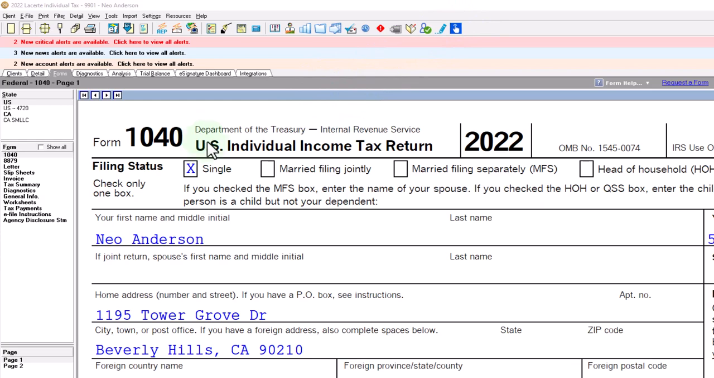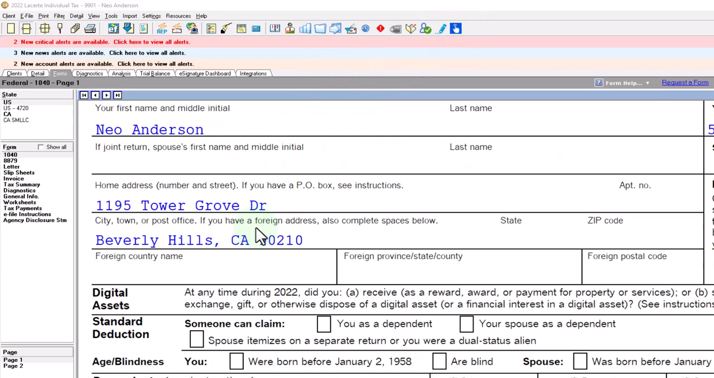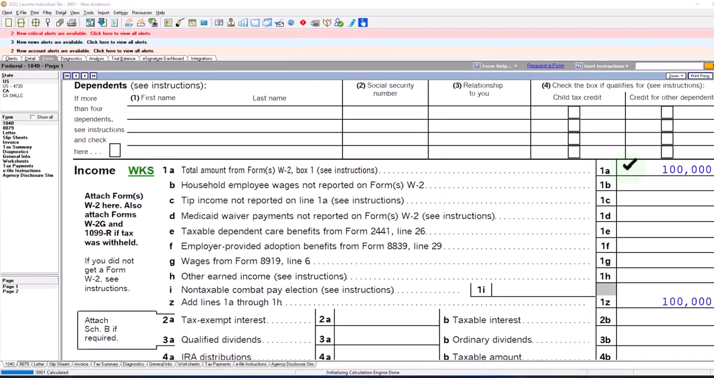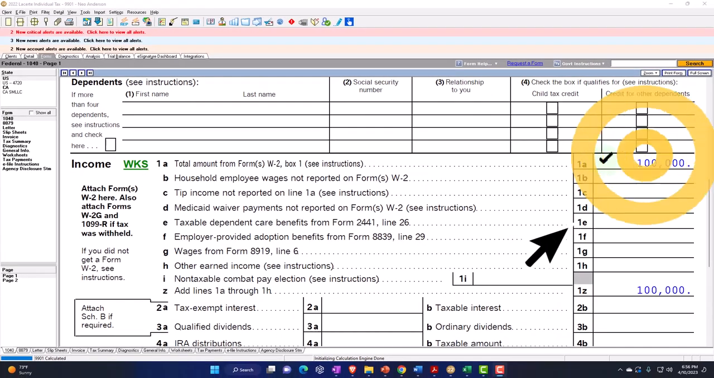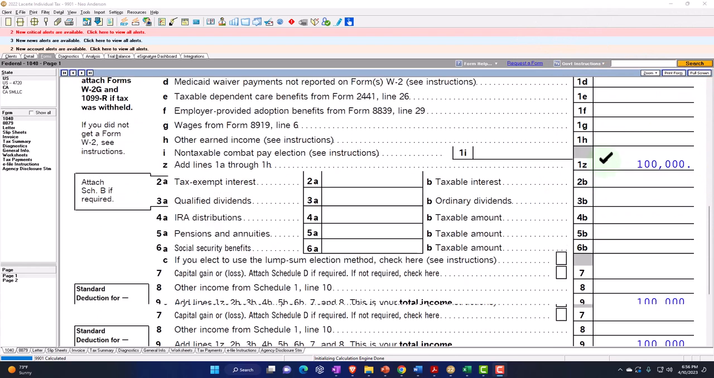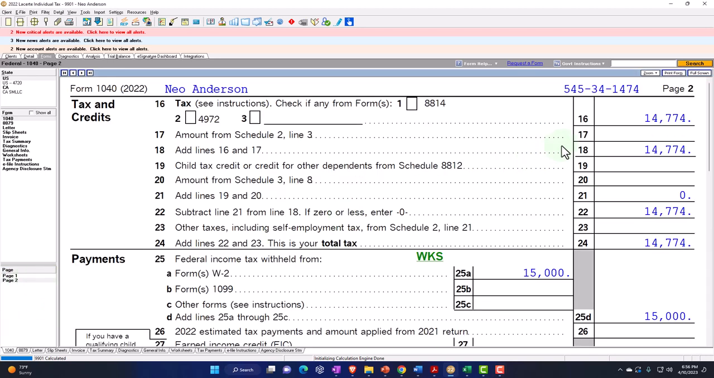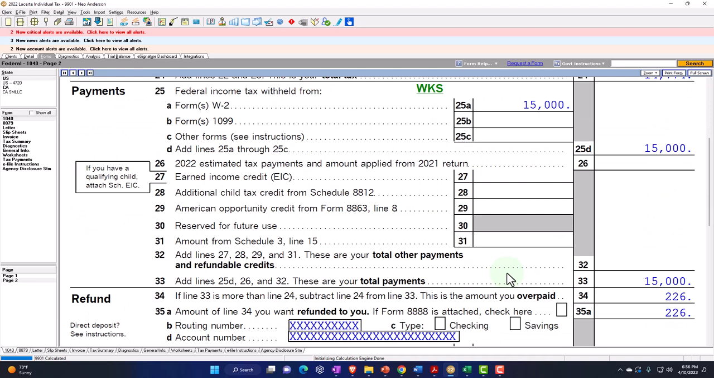Starting point, single filer, Mr. Anderson, living in 90210 Beverly Hills, $100,000 W-2 income, which is way over the threshold for the earned income tax credit, but that's our traditional starting point, so that's where we'll start. We've got the $12,950 standard deduction, $87,050 for the taxable income, page number 2, calculating the tax at $14,774, $15,000 for the payments. That gets us to our 226.